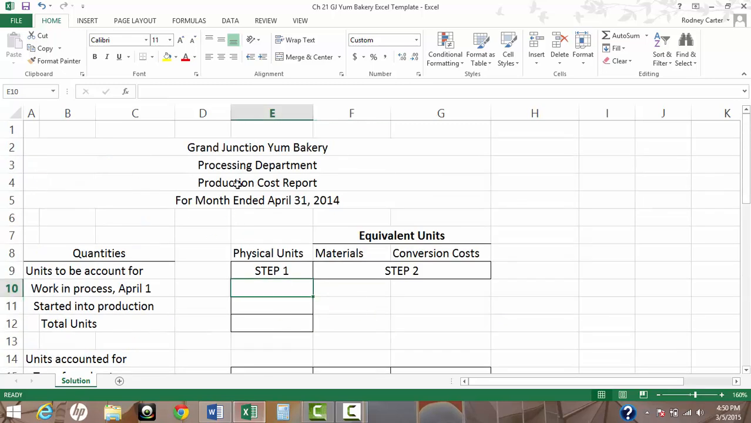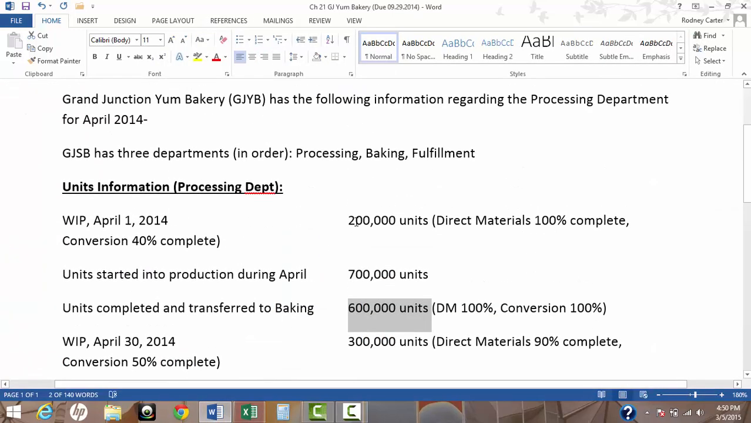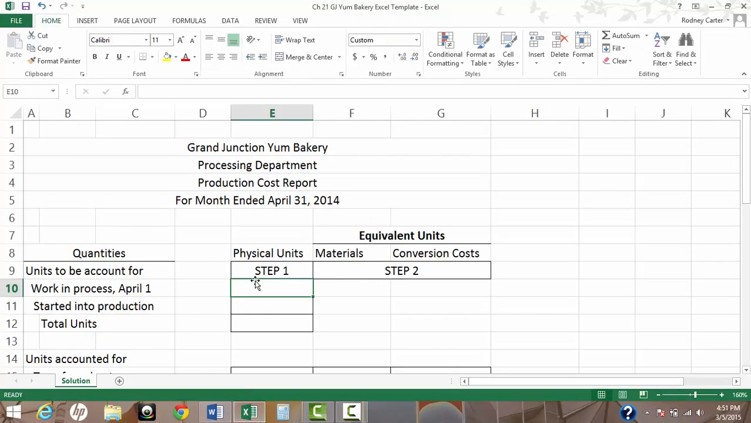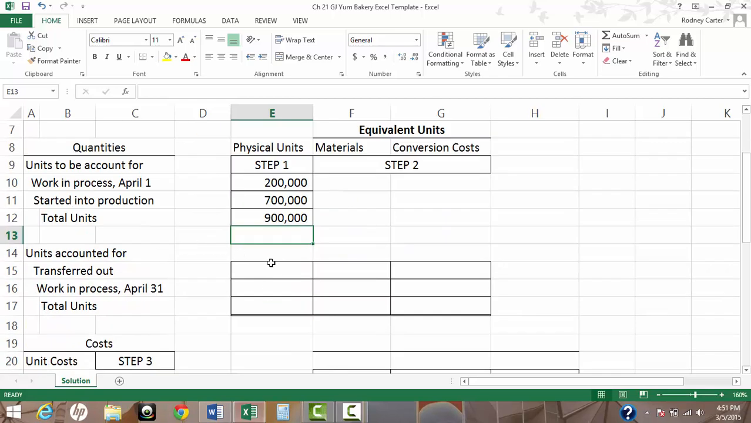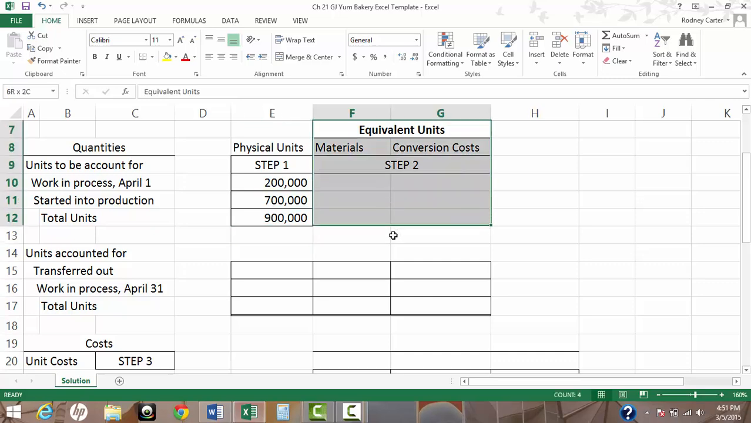Step 1. We are going to account for the units. We started with 200,000 units and we added 700,000 units. So I can put in 200,000 units and 700,000 units for a total of 900,000 units. Now, we come to step 2 and we need to find the equivalent units for materials and conversion costs.